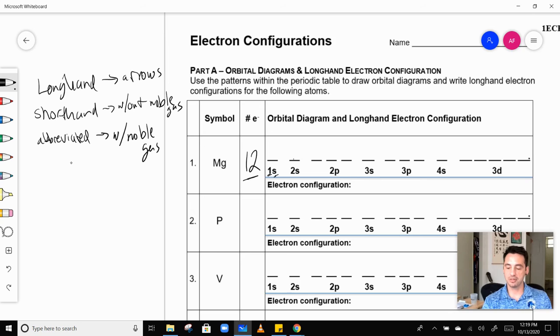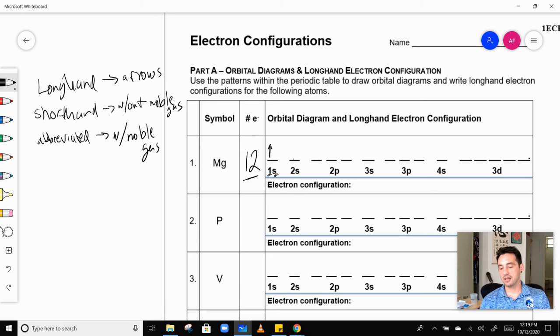The numbers represent the energy levels, the letters represent the orbitals, and the spaces represent the suborbitals. So we have 12 electrons. According to Aufbau, we put the electrons in the lowest energy levels first. So the lowest one would be 1s. So put one in there.